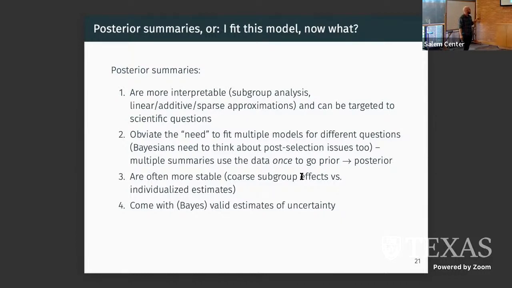And finally, these posterior summaries, they're going to come with valid Bayesian measures of uncertainty. I can look at those posterior distributions and they're meaningful, right? As opposed to refitting a bunch of different models, looking at a bunch of different posteriors, each one of which is assuming that the model you fit was true and correct and fixed before you saw the data.